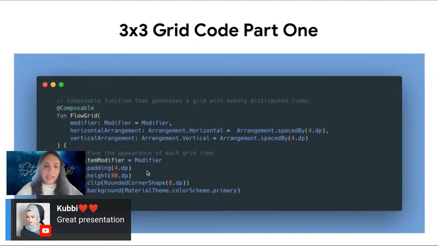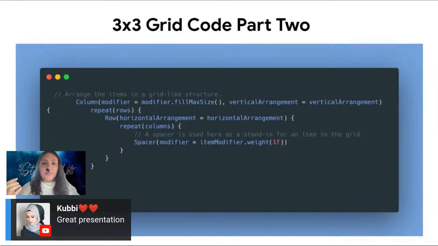I also created an item modifier. In this section, I'm defining the appearance of each grid item. I wanted each item to have a padding of 4 dp around it, a height of 80 dp, and I wanted the grid blocks to be clipped. So I wanted a round cornered shape of 8 dp, clipped. And I wanted the background color to be MaterialTheme.colorScheme.primary, which is what I defined in my previous slide of code.